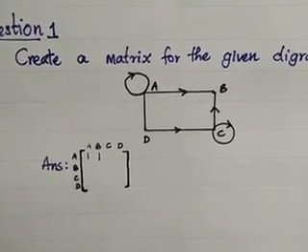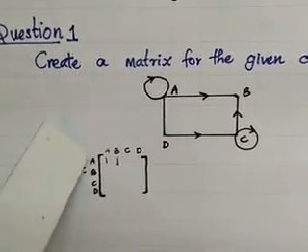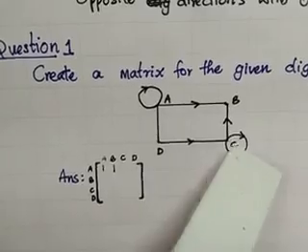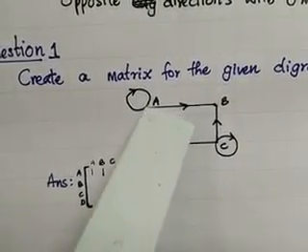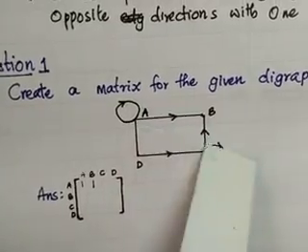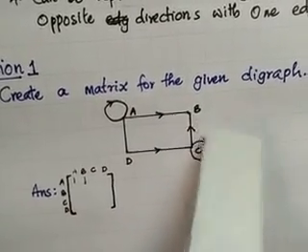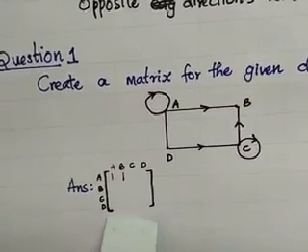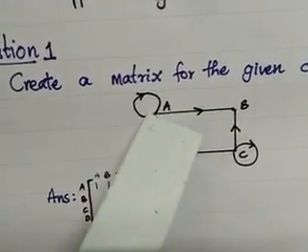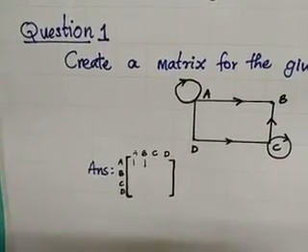Now let's see A to C. In this diagram, next one A and C. C is here, right? So there is no direct connection. A to C, there is a connection, but that is A, B, C. But we should not consider that one. When you make an adjacency matrix, we have to check whether there is a direct connection. So from A to C, there is no direct connection. That is why A to C is 0.